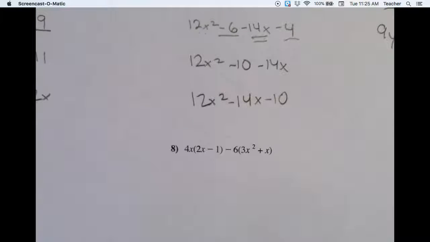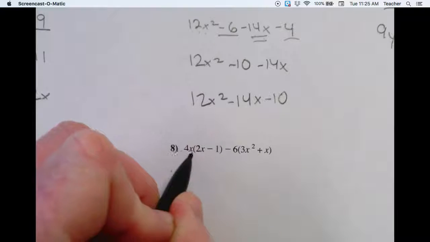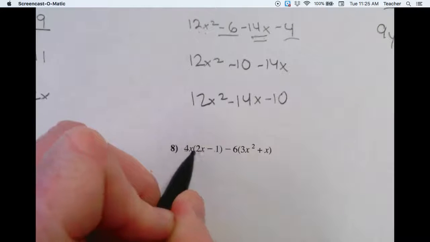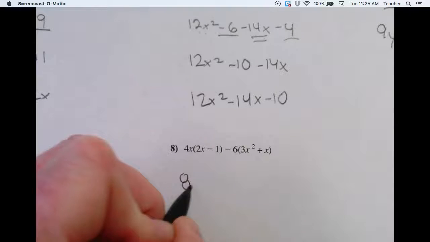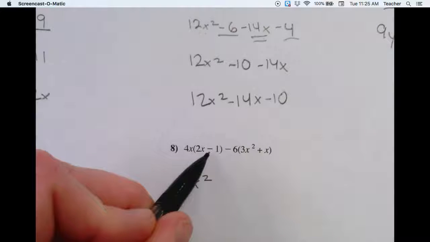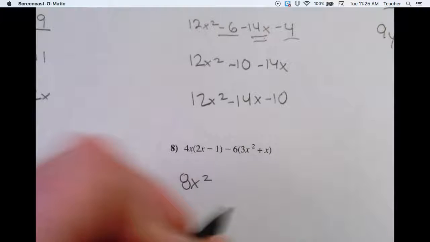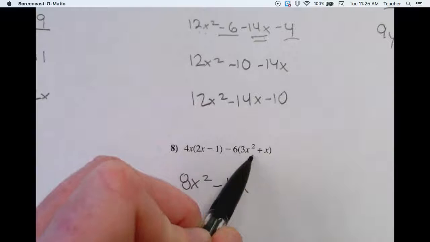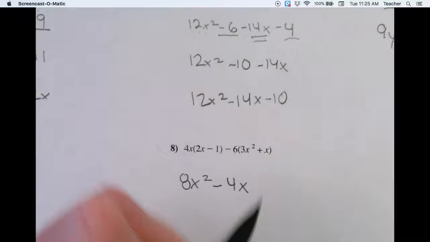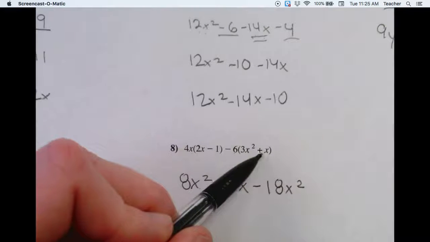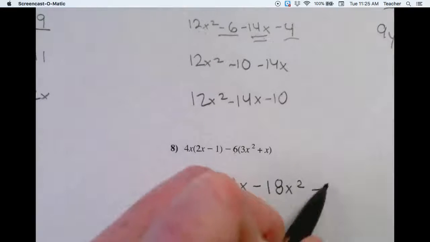All right, this one, no one got this right, so I don't think I showed you how to do it, so don't feel bad. So let's see here. We have 4x times 2x. Well, 4 times 2 is 8. X times x is x squared. 4x times a -1, that's just -4x. And then I have -6 times 3x squared. It's going to be -18x squared. And then I have -6 times x, which is -6x.